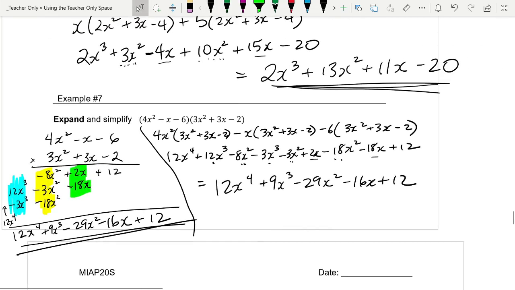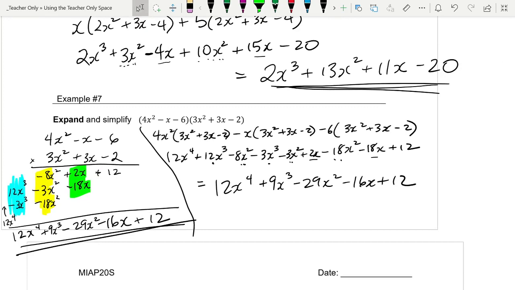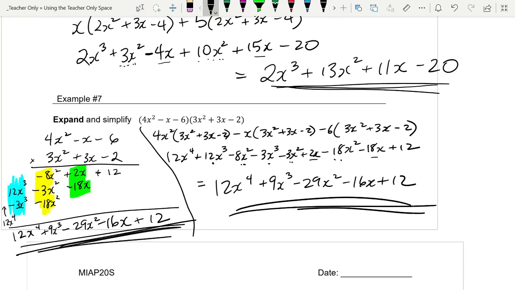Yep, we got it. But again, I feel like that was more work. Right? This took me longer to explain, but to actually do it felt faster. Your mileage may vary. If you like this better, I'd never stop you from doing it that way.